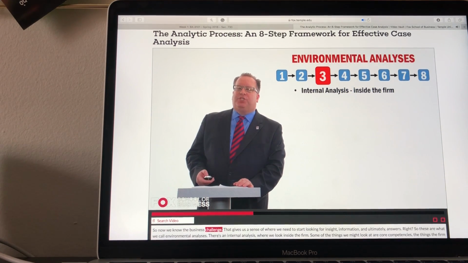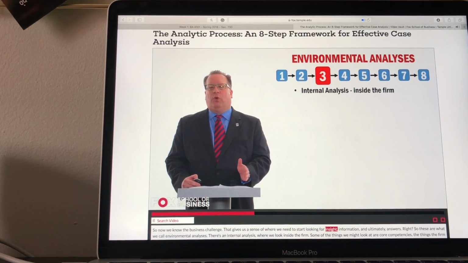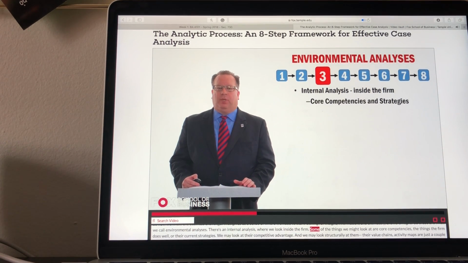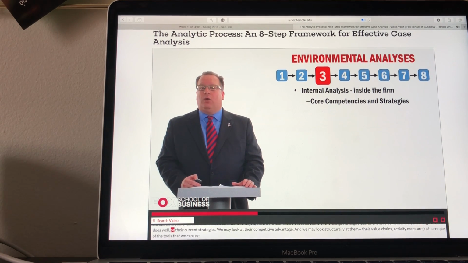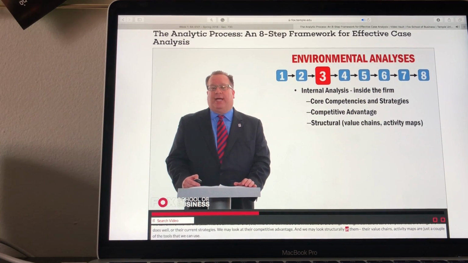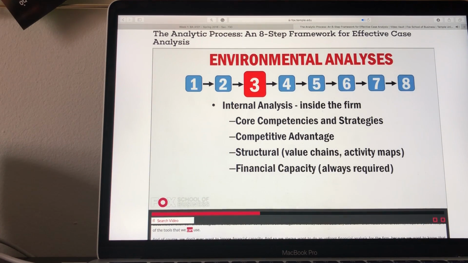So now we know the business challenge. That gives us a sense of where we need to start looking for insight, information, and ultimately answers, right? So these are what we call environmental analyses. There's an internal analysis where we look inside the firm. Some of the things we might look at are core competencies, the things the firm does well, or their current strategies. We may look at their competitive advantage, and we may look structurally at them, their value chains, activity maps, or just a couple of the tools that we can use.